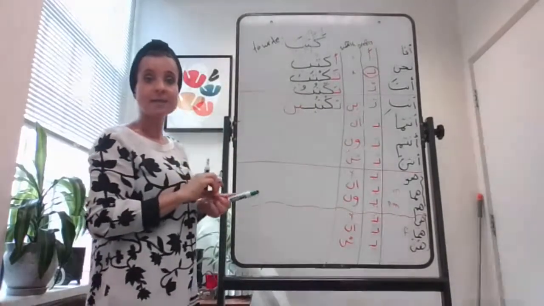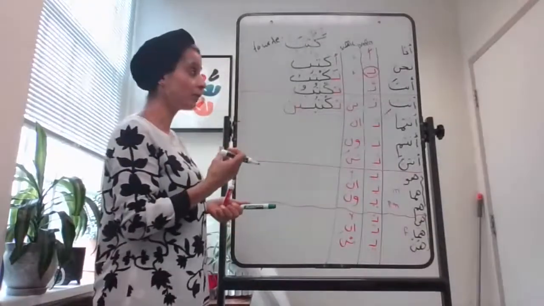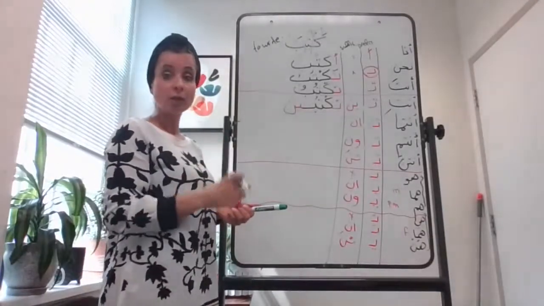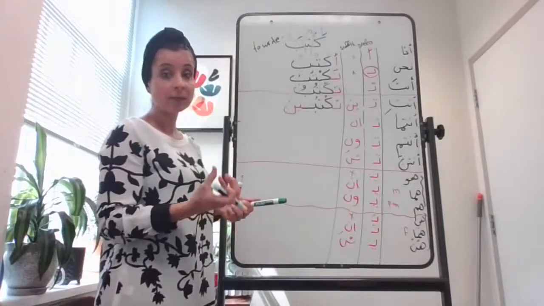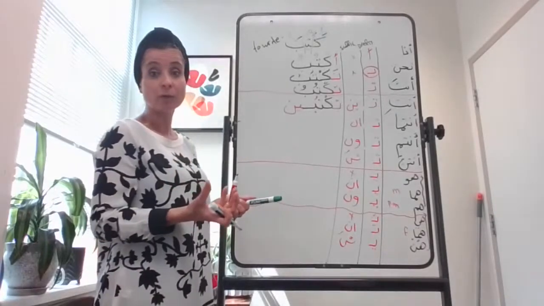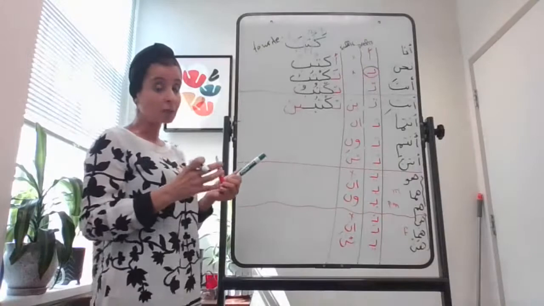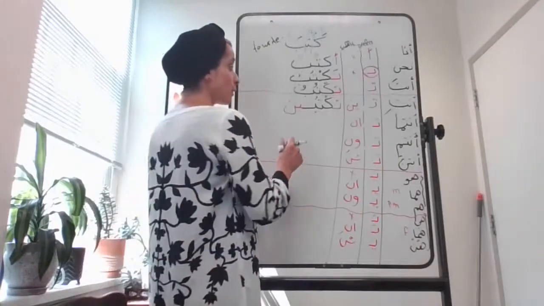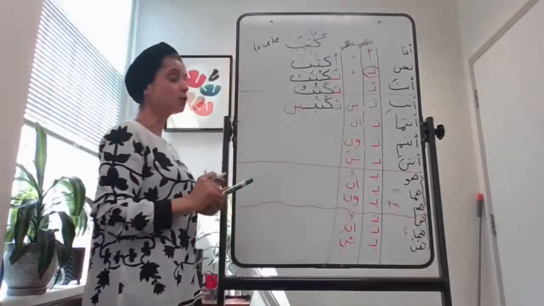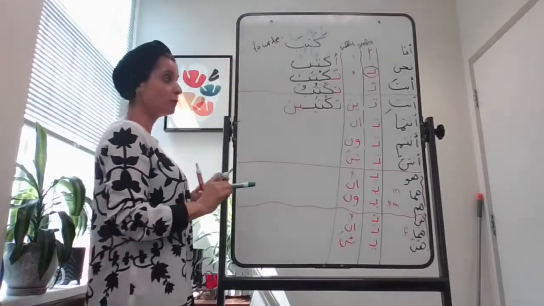the ya. The ya, it's a vowel. It's a long vowel. The damme is a short vowel. Long vowels are stronger than the short vowels. That's why they take over when they come in a close place or close contact together. So anti taktubina, anti taktubina.